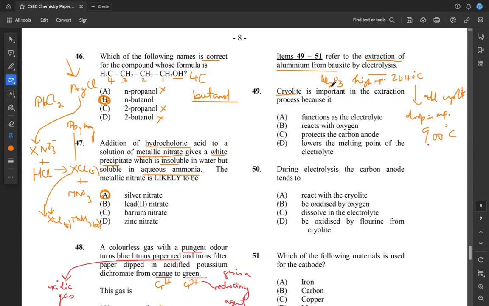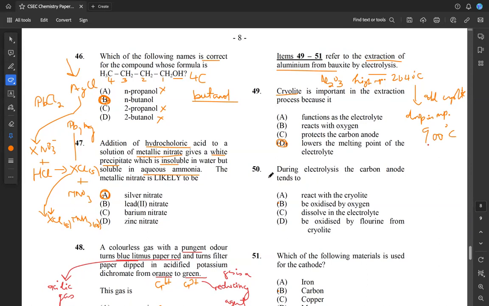To make molten Al2O3 coming from this point, the answer here is going to be D. We add cryolite. It's important to add cryolite because it lowers the melting point of the electrolyte, which is Al2O3, and so it makes the process more feasible.